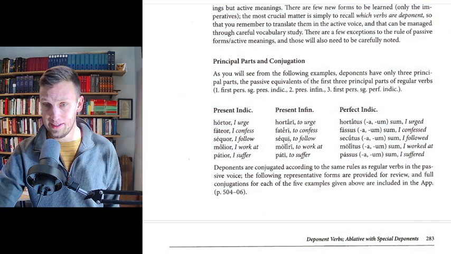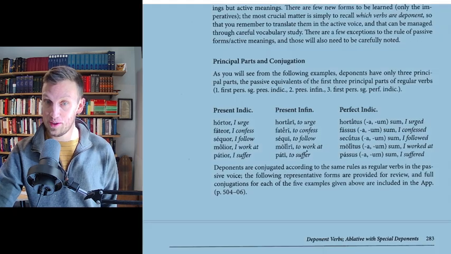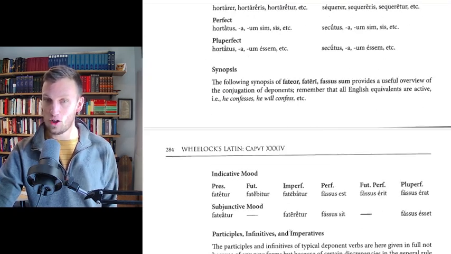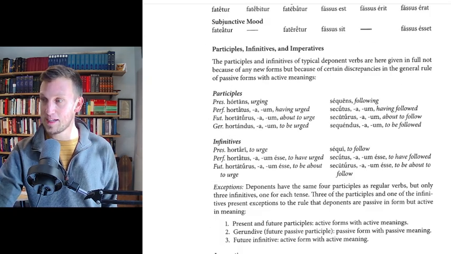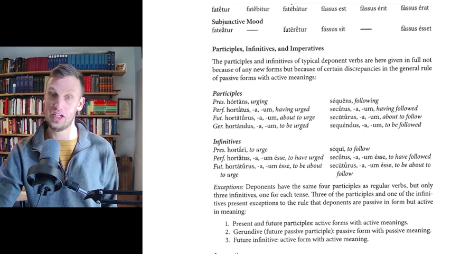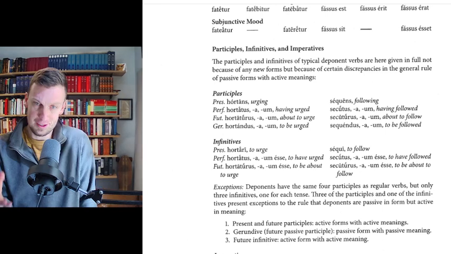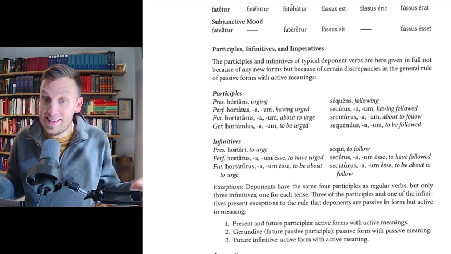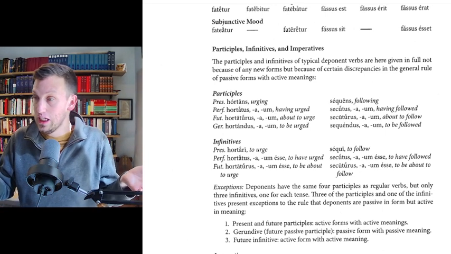So sequi is the passive infinitive, which they use to create the active infinitive, which means sequere can't be anything else, right? It can't be anything other than the imperative, because this active infinitive form doesn't exist. They use the passive. It's a deponent, right? So that's actually not very hard.